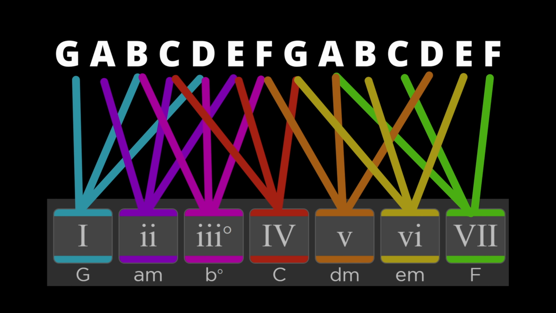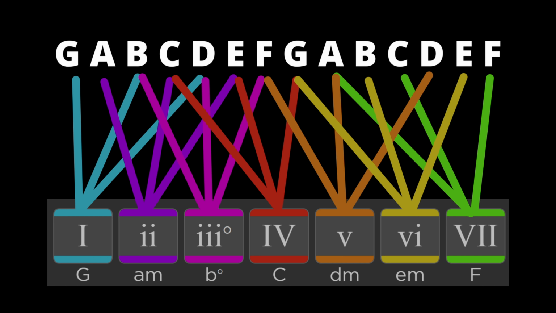Here are the chords that are found in the G Mixolydian key, with the scale notes that go into each chord: G major, A minor, B diminished, C major, D minor, E minor, and F major. These are the diatonic chords in the G Mixolydian key. That is, chords that are made purely with the notes from the G Mixolydian scale.